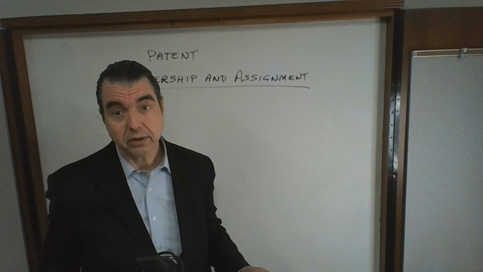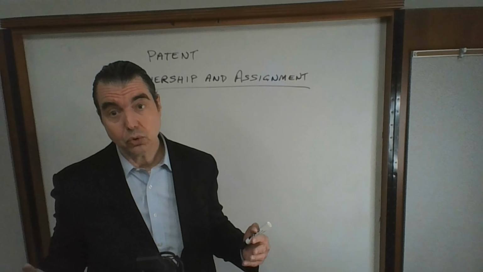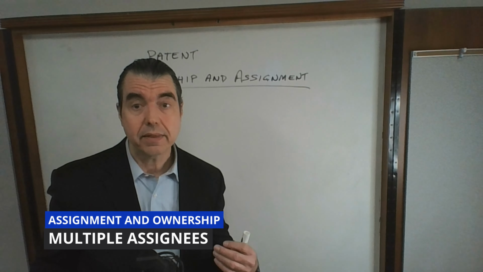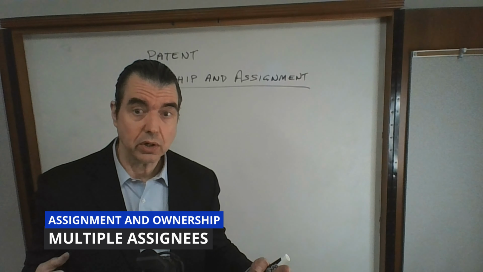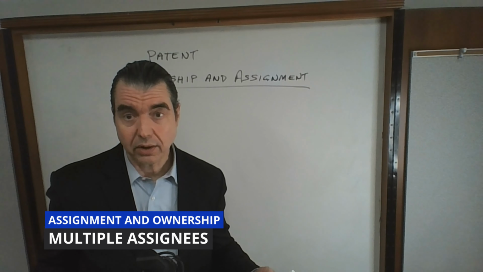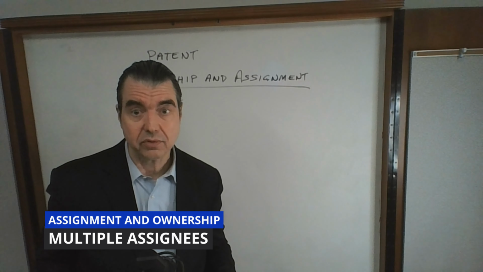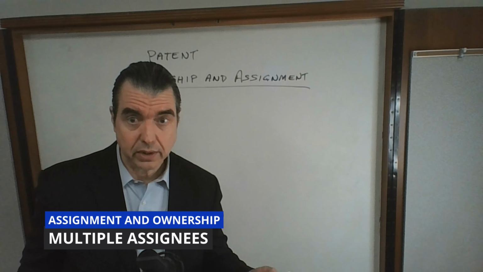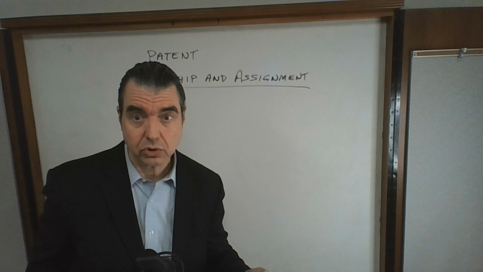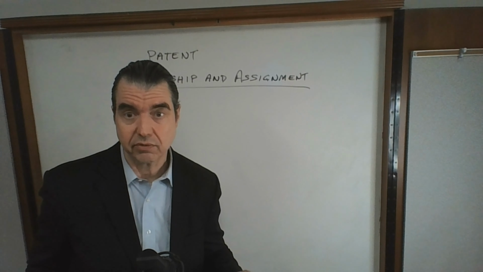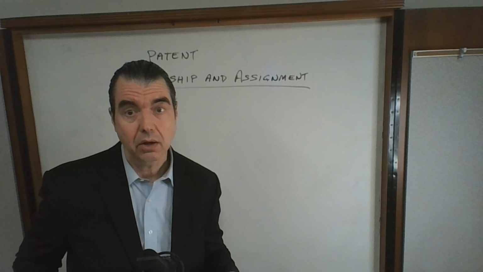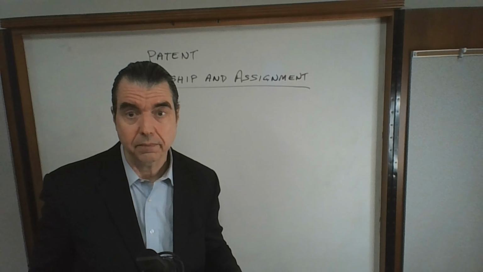One other brief point is that you can have multiple assignees. So just as you could have joint inventors, if you had joint inventors on a patent application and that patent application issues to a granted patent, then the joint inventors would be joint owners of that patent. Likewise, you can have joint assignees. So there could be multiple entities, multiple business entities that are joint assignees that have joint ownership over a patent, just as joint inventors can have joint ownership over a patent. So there are different scenarios that can occur.